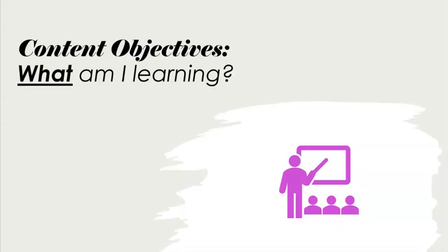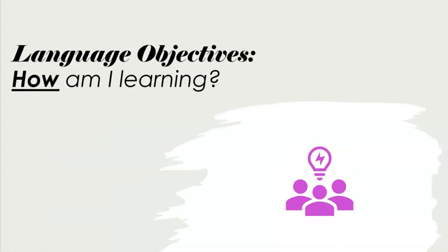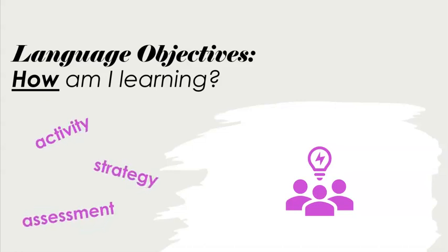There are two different types of objectives. We have content objectives and language objectives. The content objective is what am I learning? So this is going to be using the language of the TEKS. It's going to tell the students the skills and the knowledge that they'll be gaining that day. The language objective then is how am I learning it? So this is going to be the activity, the strategy, and the assessment.